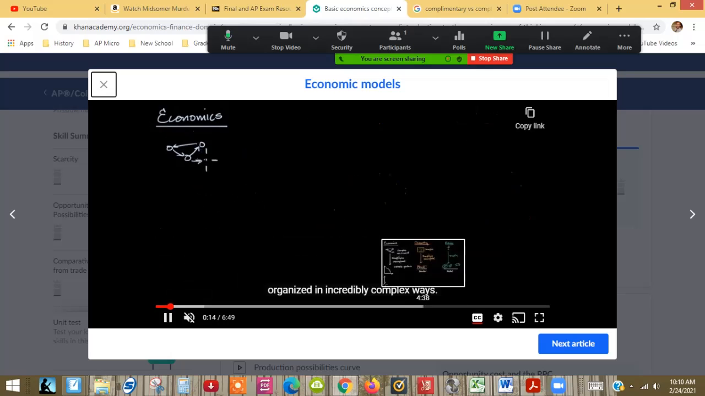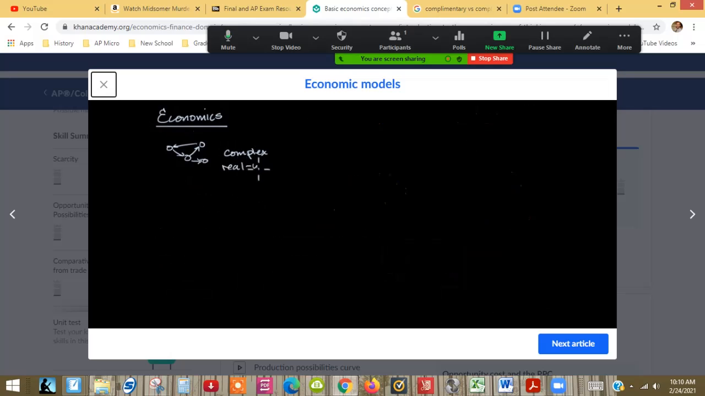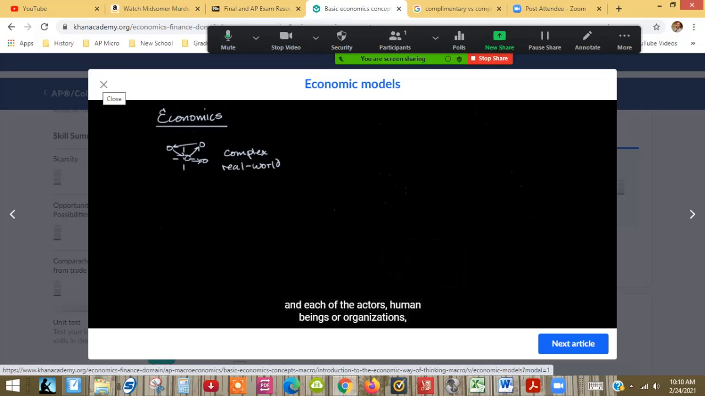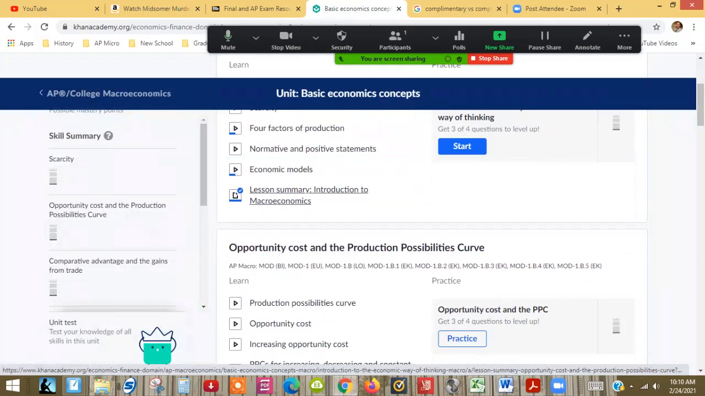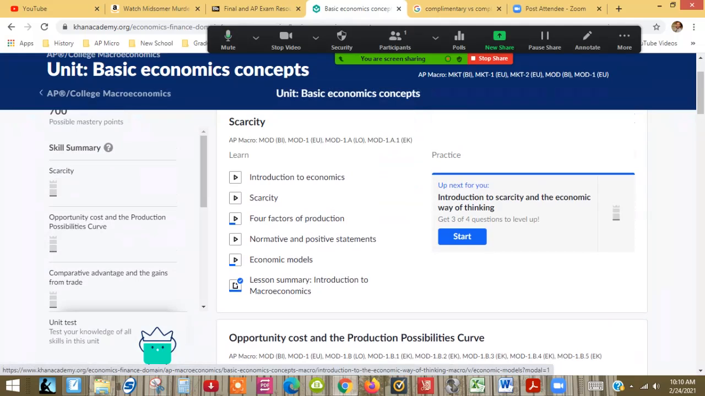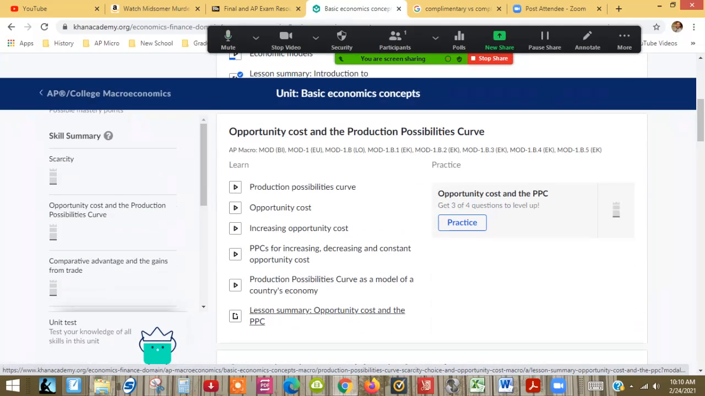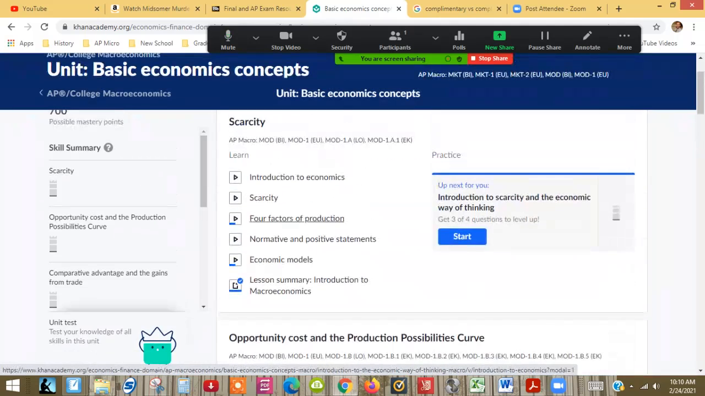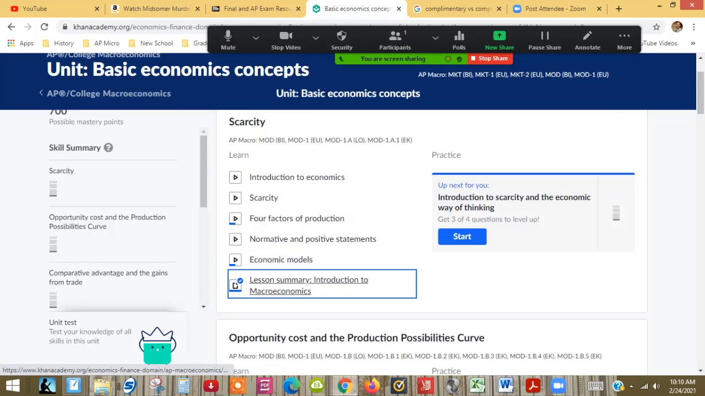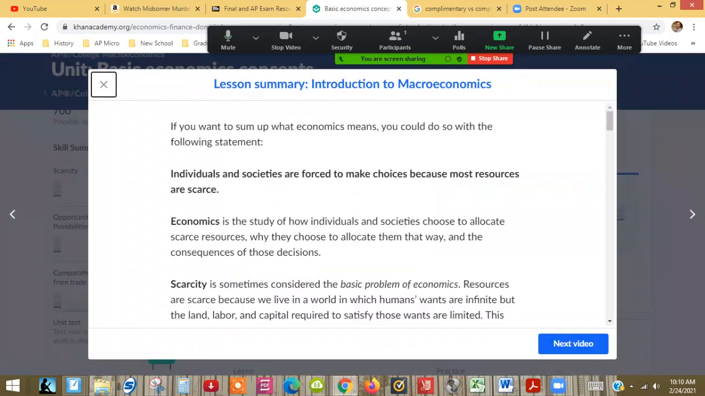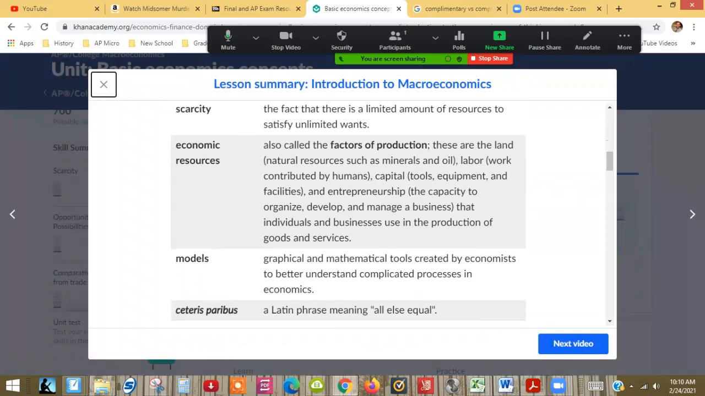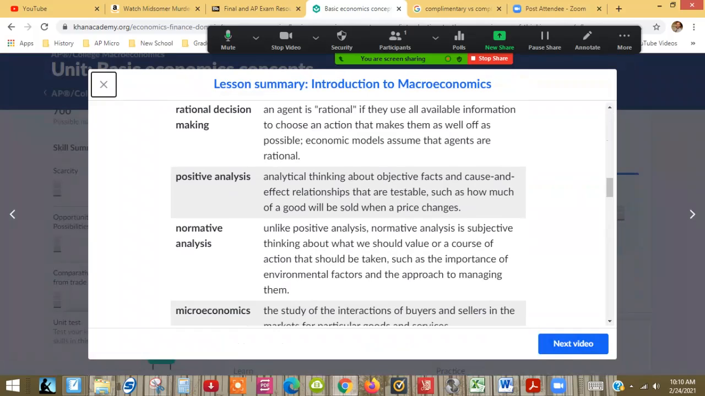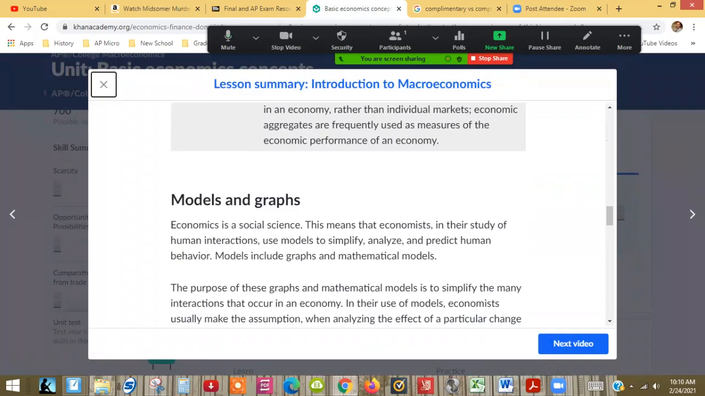Most of this should be review, right? So it's not going to be new material. The other thing you can do is go to the lesson summaries right here. For each of these lessons, you've got the lesson summary at the end of each of the topics, and you can just read a summary. If you read through the summary and you think to yourself, well, I've got a really good handle on this, then you may not need to view all the videos.